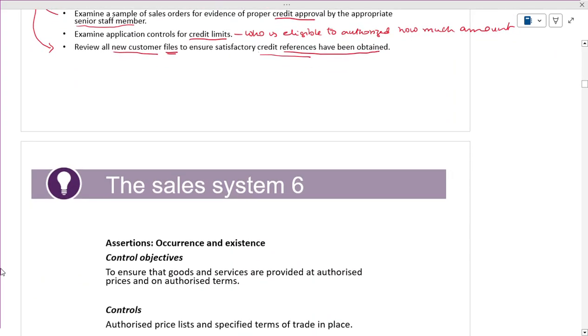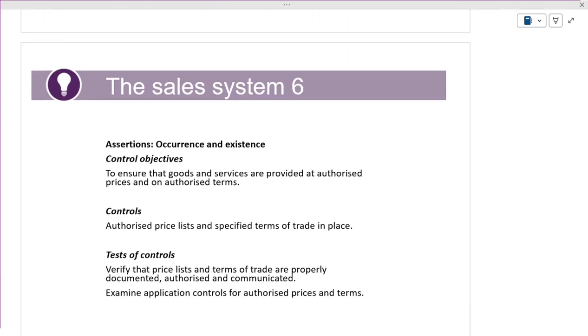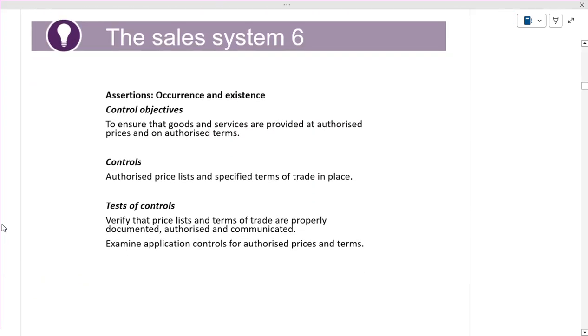Fourth one, what is there? You are talking in terms of to ensure that goods and services, this is the fourth one, are provided at authorized prices on authorized terms and conditions. Authorized list. Is it?